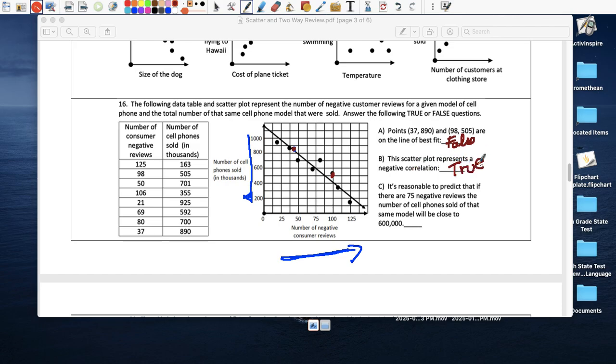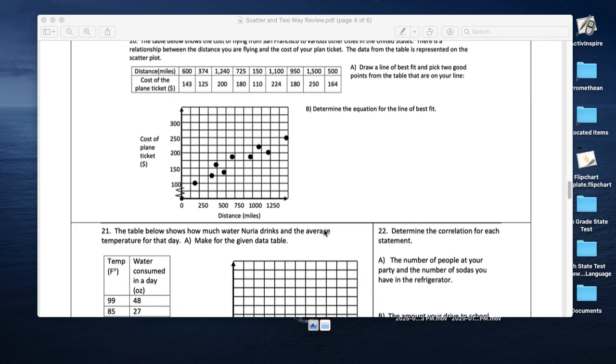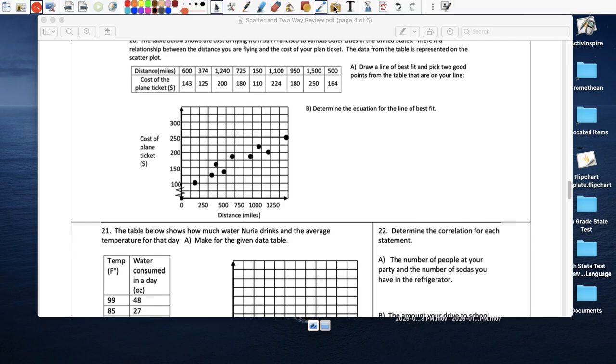The scatter plot represents a negative correlation. True. It's reasonable to predict that if there's 75, so let's look at 75 right here. There's 75 negative reviews. The number of cell phones sold is going to be close to 600,000. Let's check. So if there's 75 negative reviews, it's hitting right here. And if you look at your y-axis, it matches with 600. So this is true. So the only one that was false was A. Again, thank God.